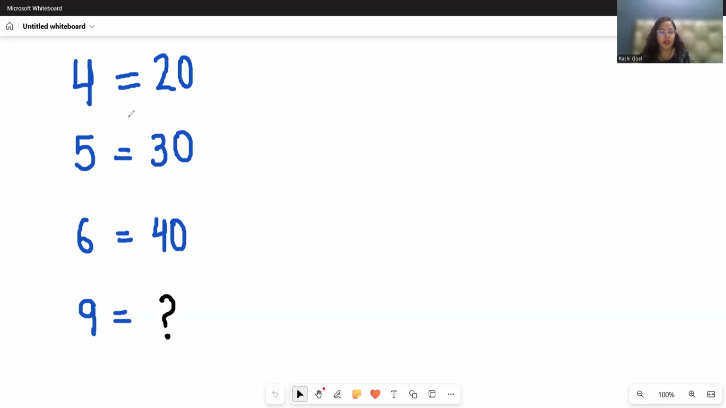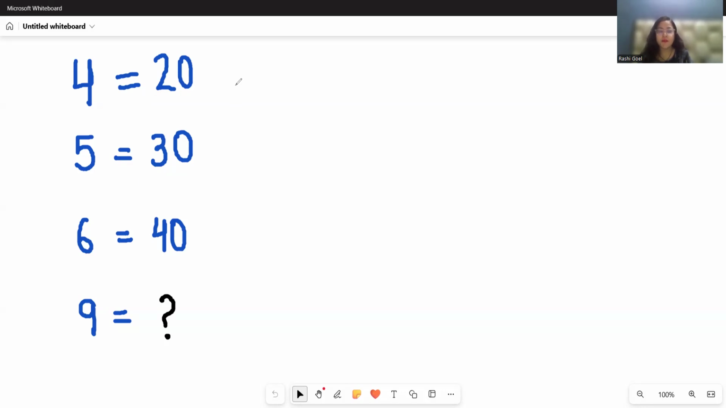4 equal 20, 5 equal 30, 6 equal 40. 4 equal 20, you can say that 4 times 5 is 20, 5 times 6 is 30. But 6 times what is 40? Nothing, because this logic does not fit here.